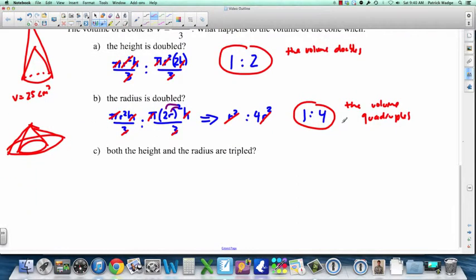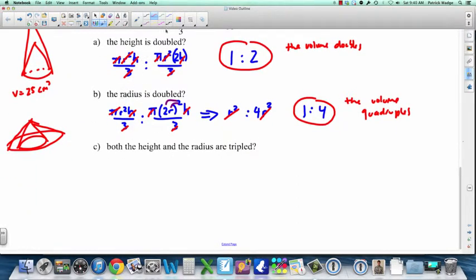Okay, what happens if both the height and the radius are tripled? So we start with pi r squared h over 3. Pi will stay the same. Tripled, so it won't be r anymore for radius. It'll be 3 times as much, 3r. And we have to square that amount. It won't be height anymore, h. It's tripled, so it'll be 3h.